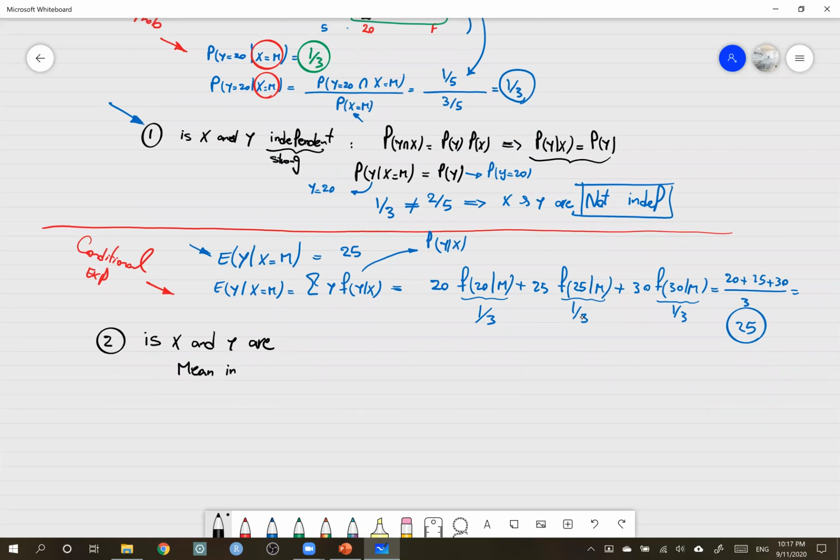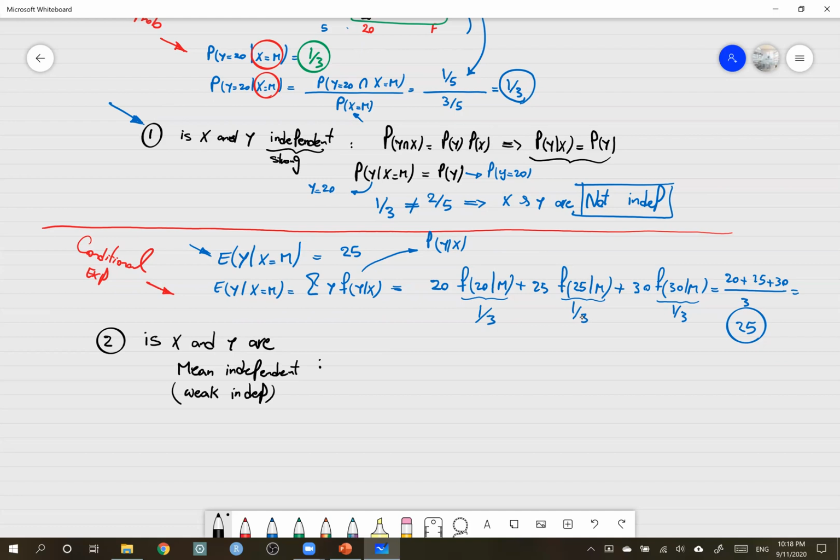Mean independent. I think it's really straightforward, right? We are talking about independency of their averages, mean independent. Sometimes we call it weak independence as well. Weak versus a strong independence.